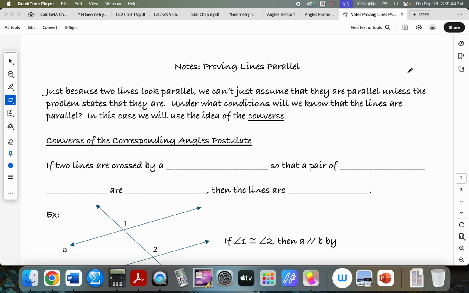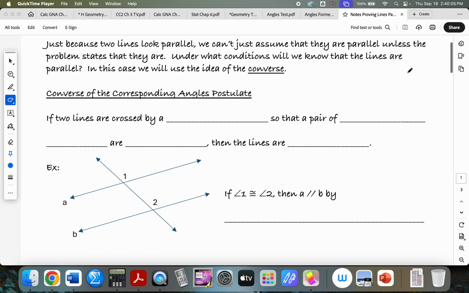What do you need to know in order to know that two lines are parallel? If two lines look parallel, you can't just assume they're parallel. Unless the problem straight up tells you this line's parallel to that line, we don't know. But what other ways could we figure out that the lines are parallel? And there are 4 ways.